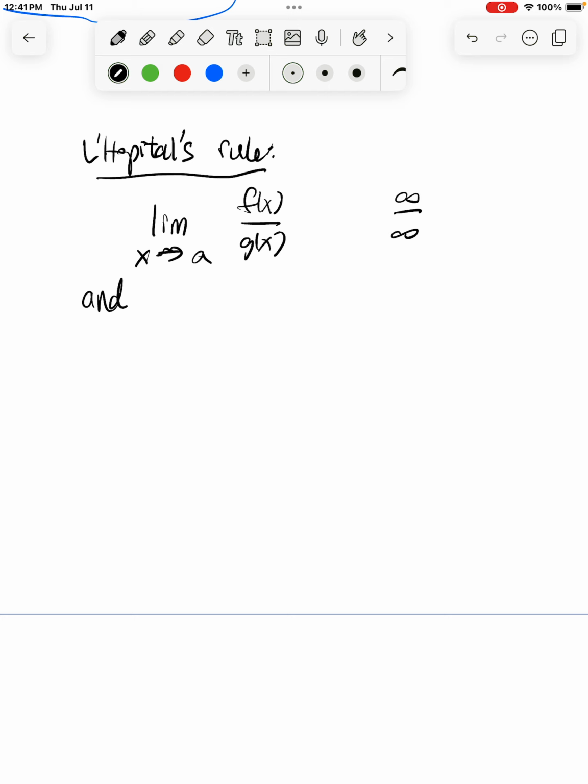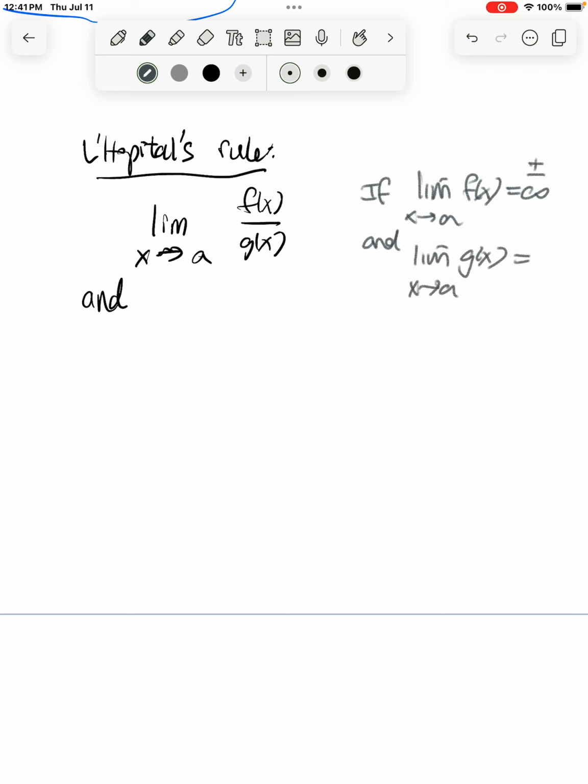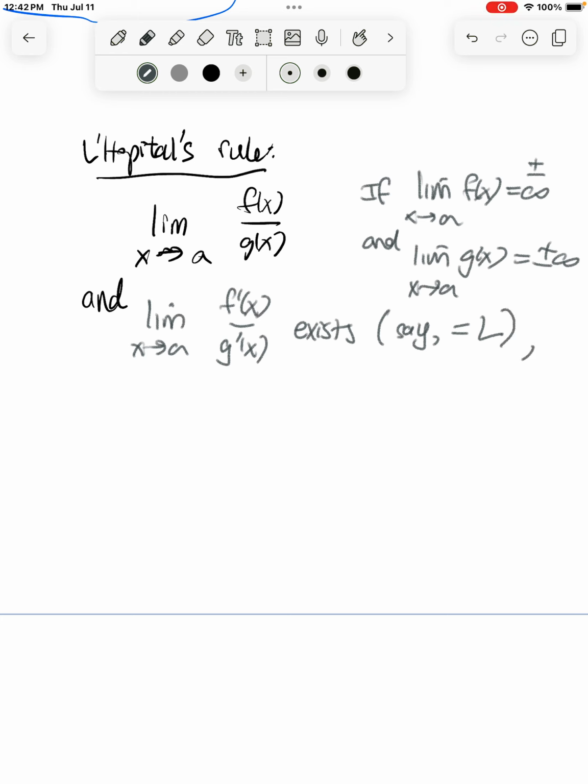So how do I write this in a very precise way? Let's say that the limit as x goes to a of f of x is plus or minus infinity, and the limit of g of x as x goes to a is also plus or minus infinity, and the limit as x goes to a of f prime of x over g prime of x exists, and let's say it's equal to L. Then the original limit equals that limit, L. That's what L'Hopital's rule says.